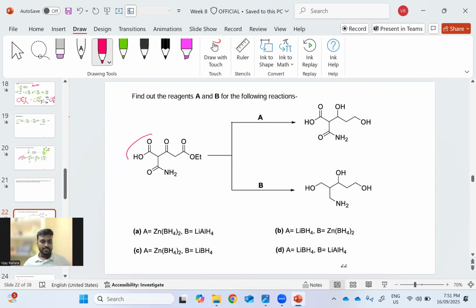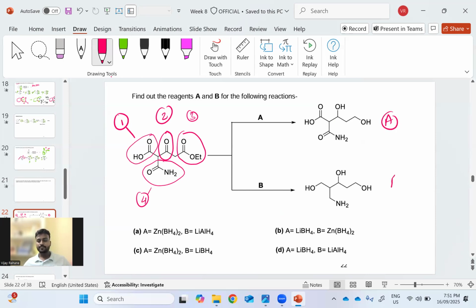We have in the substrate a carboxylic acid group. So that's the first position, the first reactive site. Another one is the keto group. That's the second. One is the ester, so it is third, and the fourth one is the amide. So in the same starting material, we have four different types of functional group, and we need to identify what reagent combination gives this A and B product.